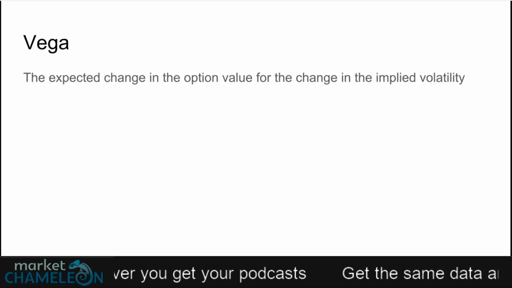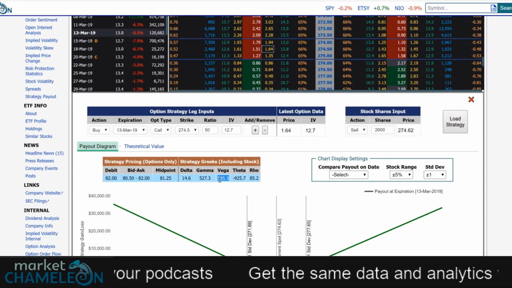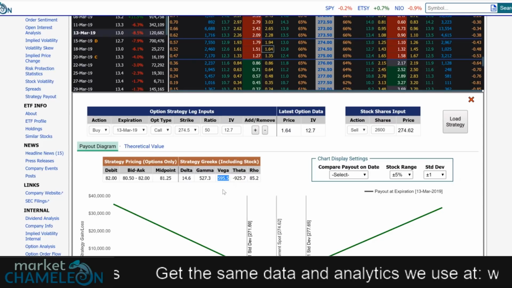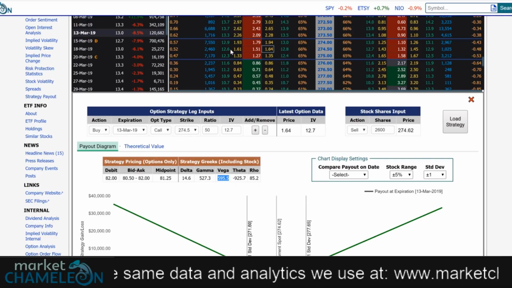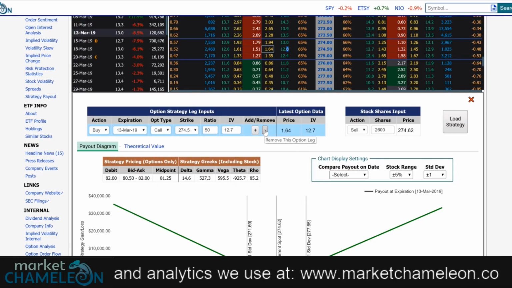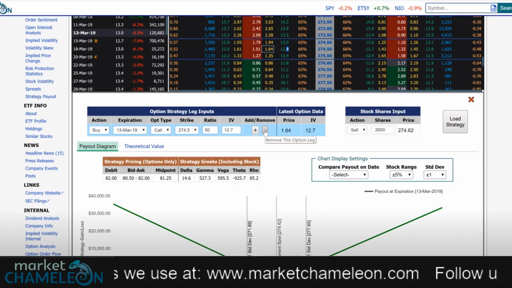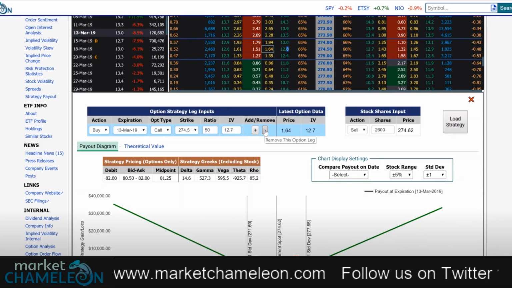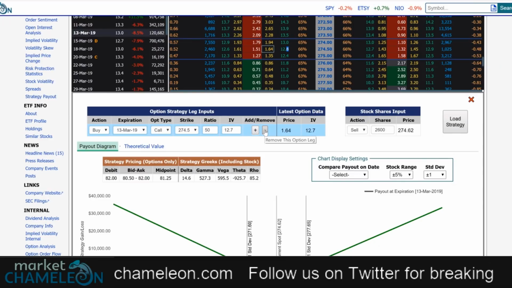Now let's take a look at an example here. This is telling us we are long positive 595 Vega. What that means is if implied volatility moves up 1 vol click, like if it's 12.6 and it goes to 13.6, then our position is expected to make $595. If it moves down 1 vol click, it's the other way. We're going to lose $595.